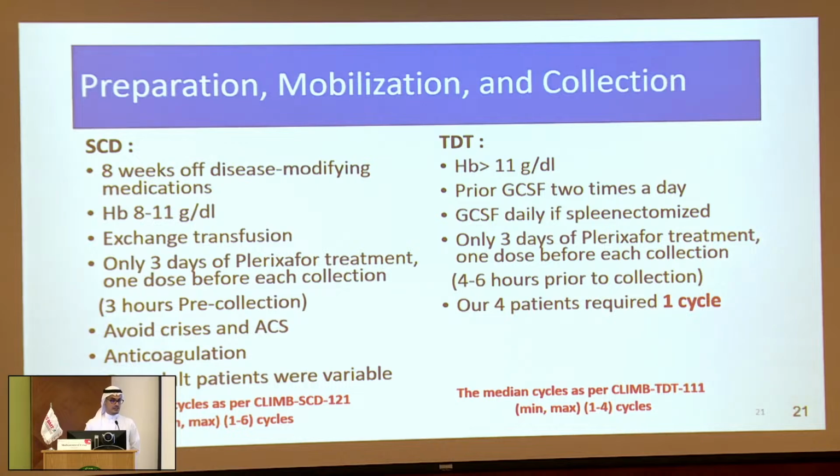So for those patients, there are certain things, like stopping hydroxyurea around 8 weeks prior to the collection. And then you start those patients who are not on regular transfusion, and most they're not, because you're not taking the stroke patients, on exchange transfusions. You want to keep the hemoglobin between 8 and 11 and do exchange, and then you do the last one during that period, 3 days prior to the collection.